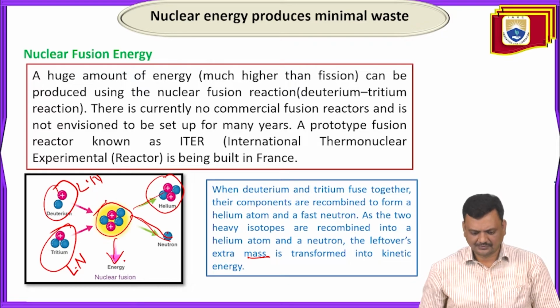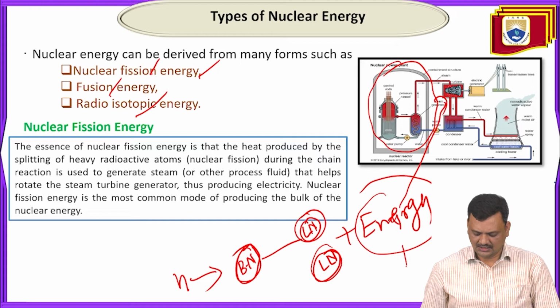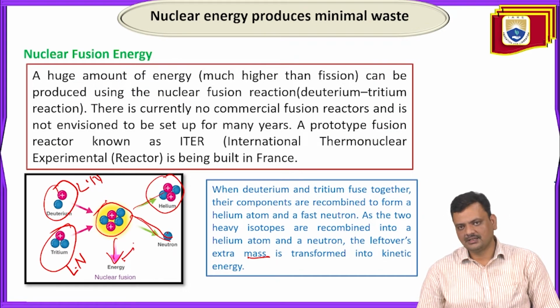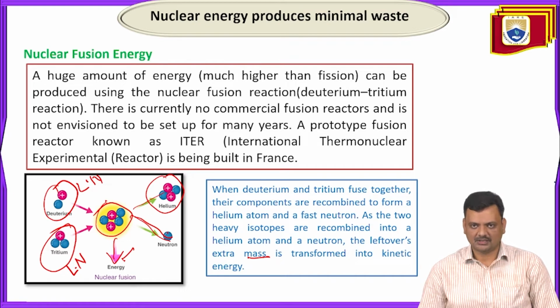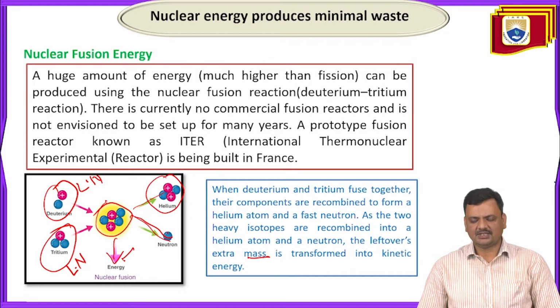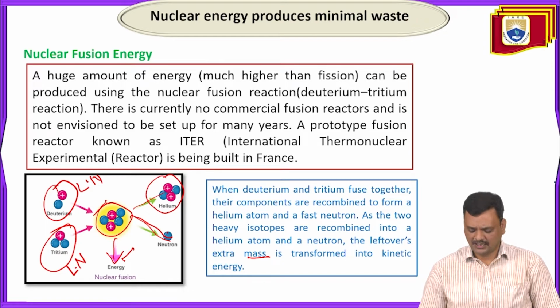So both of these energies are known as nuclear energy. Why? Because it is developed by a nuclear process, some nuclear physics process. So this energy is referred to as nuclear energy, and with utilization of this energy we can generate electricity.